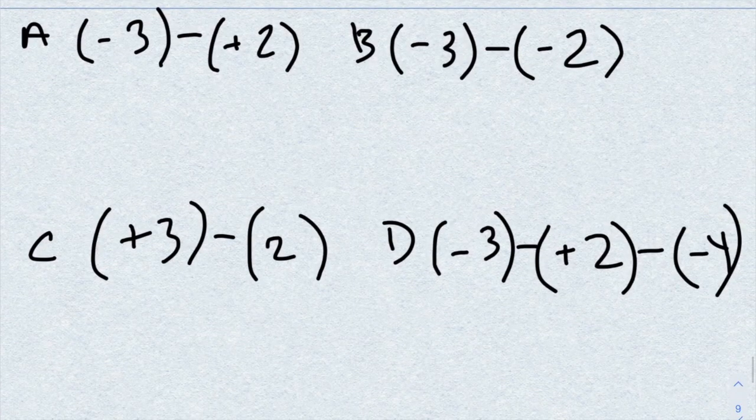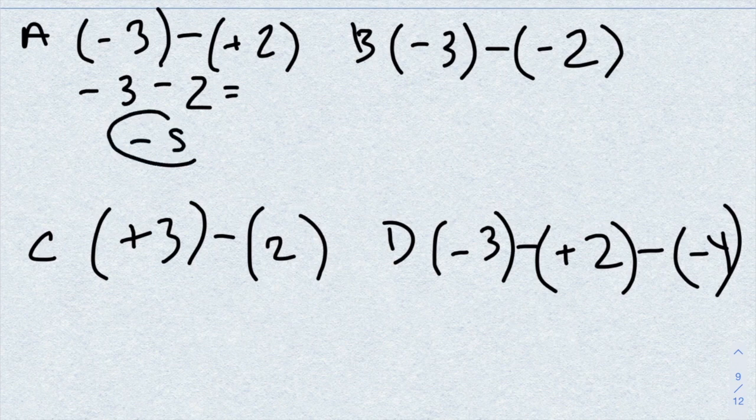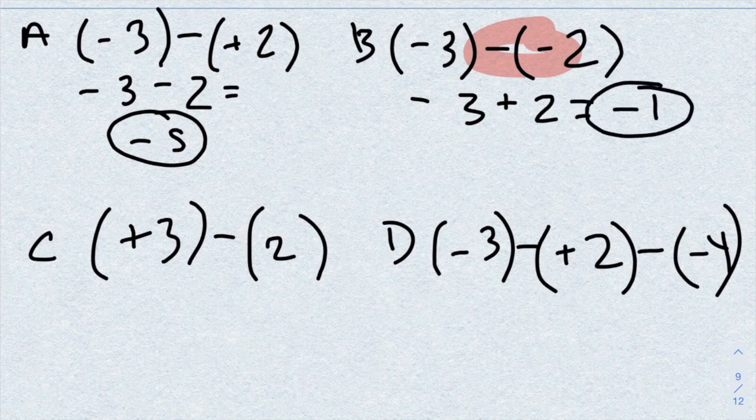Okay, so let's go over our practice set. First, letter A, minus 3 minus positive 2. So I can say minus 3, minus 2, and that gives me negative 5. I have minus 3, and then I have two minuses here, so that's like a positive. That gives me negative 1.